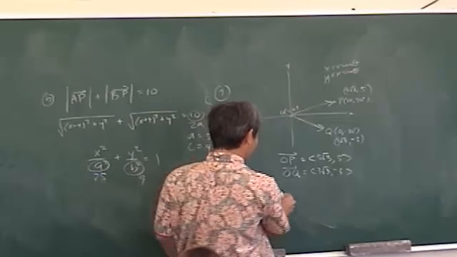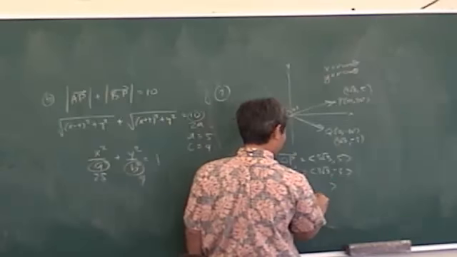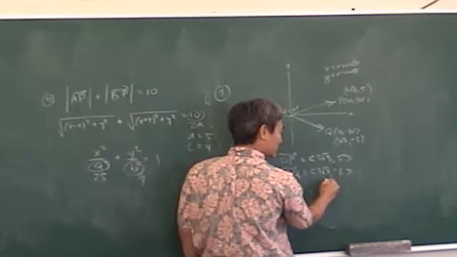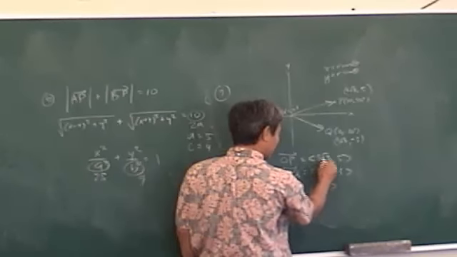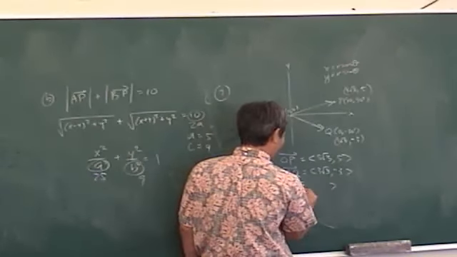It says add them together. How do you add these two vectors together? You add the x component. 8 root 3. Add the y component.